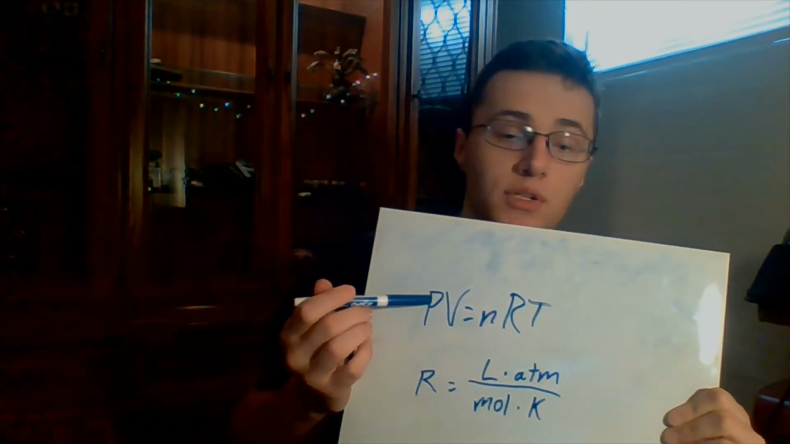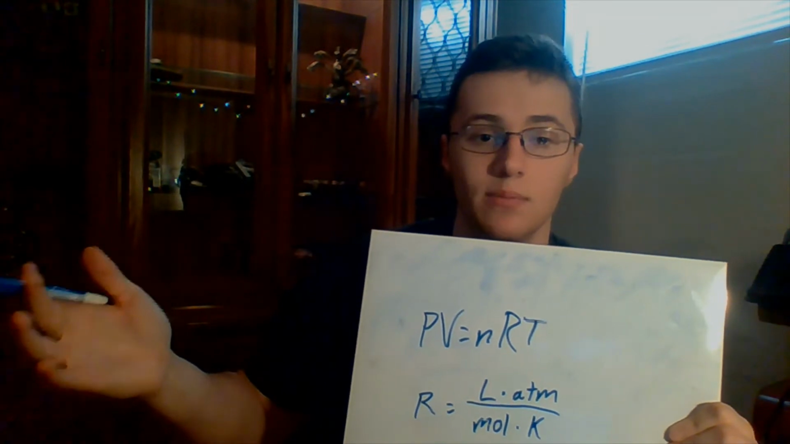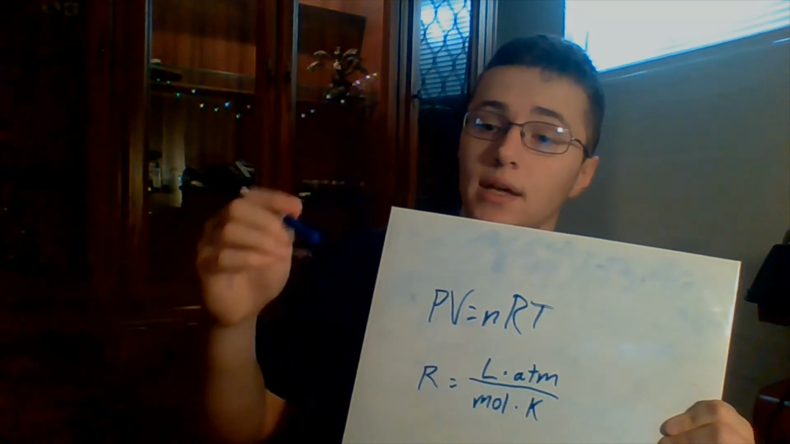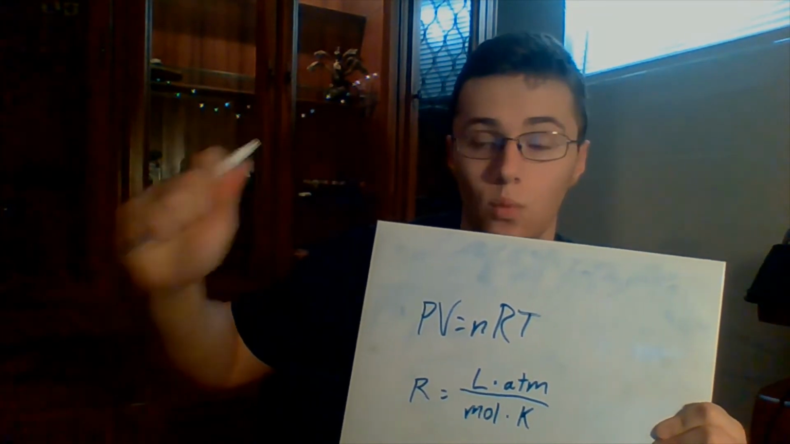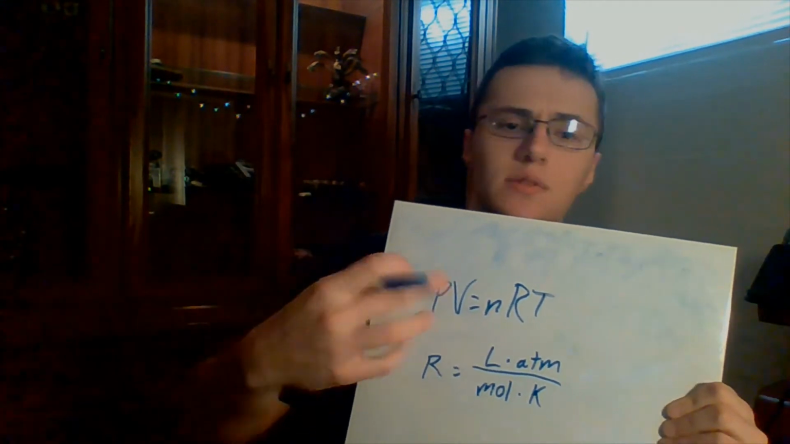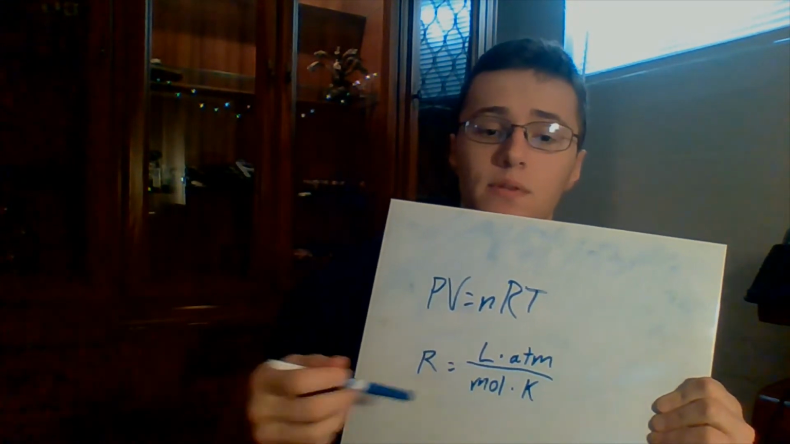If I've got a pressure and I'm stuck with like 760 millimeters of mercury, I know that that can convert into 1 atmosphere perfectly. So I'll just flip those over. Now I have my atmospheres.